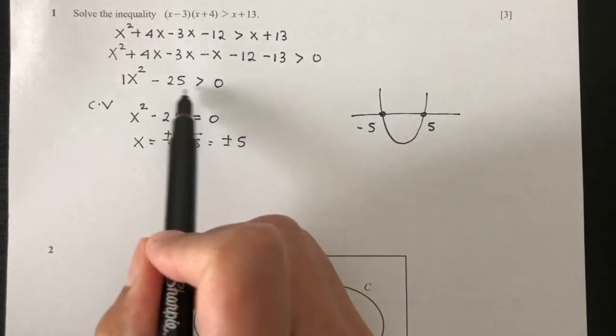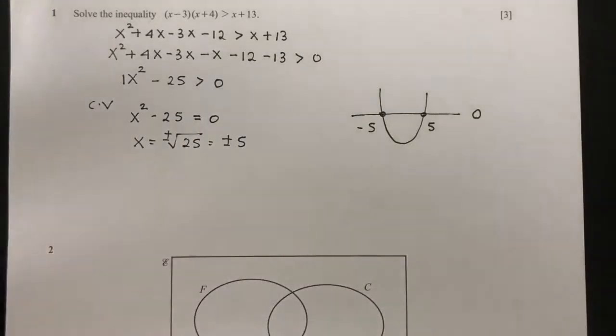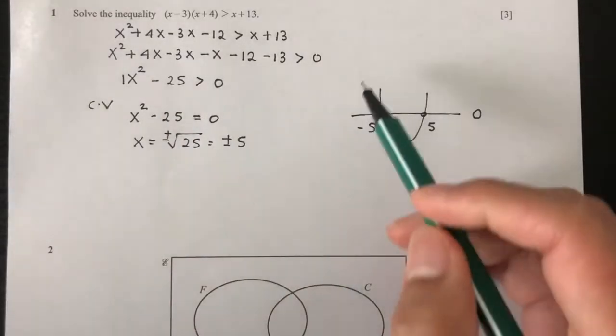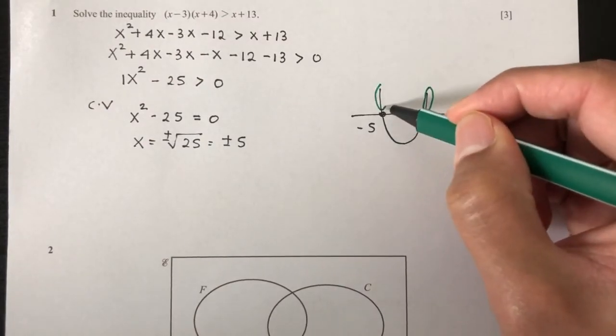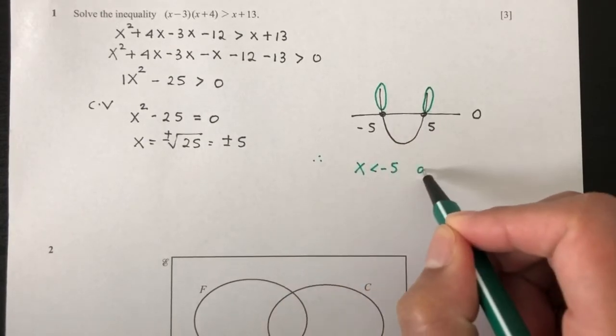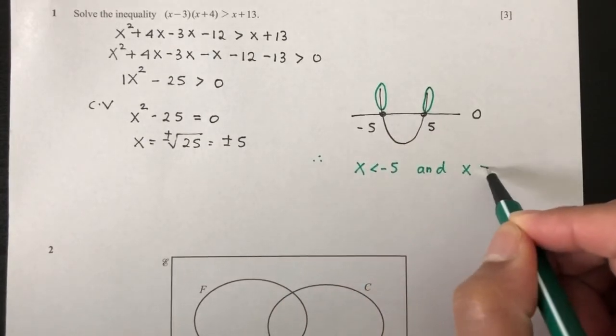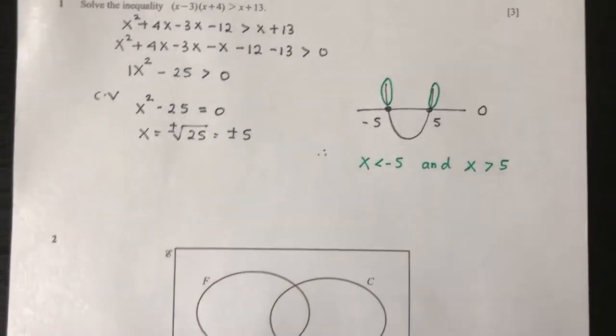So here we're looking for more than 0. Now for it to be more than 0, as you can see from this graph, it has to be on this side and on this side. Well, x is less than minus 5 and x is more than 5. Okay, so that will be your question number 1.